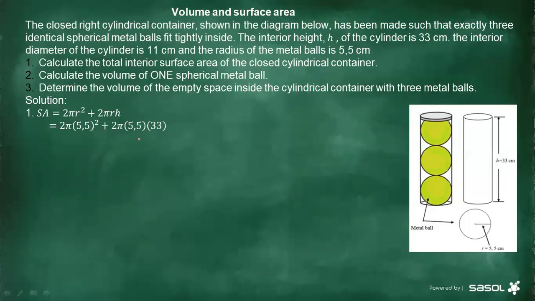Everything is correct, because remember we are given the diameter, you divide it by 2, and then it's going to give us 5,5. The third step, just press your calculator, and it's going to give us 1,330,46 centimeters squared, because we are calculating the surface area.